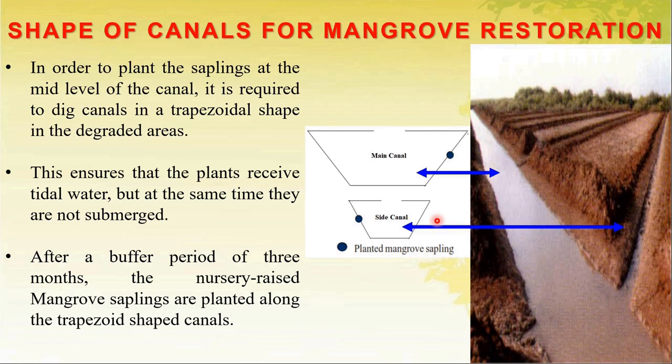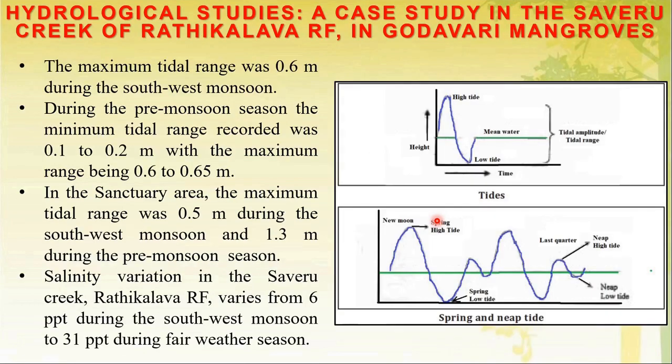After a buffer period of 3 months, the nursery raised mangrove saplings are planted along the trapezoid shaped canals. At this juncture, we take a look at a case study of Saveru Creek of Rathikalava Reserve Forest in Godavari mangroves. The maximum tidal range was 60 meters during the southwest monsoon.